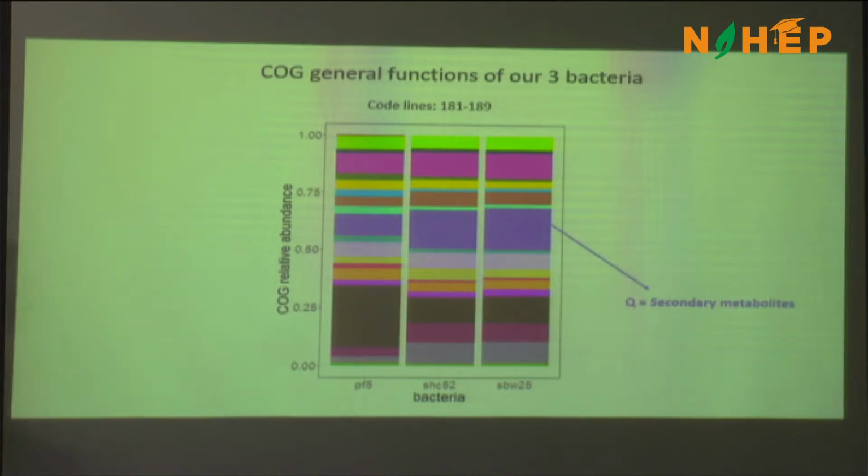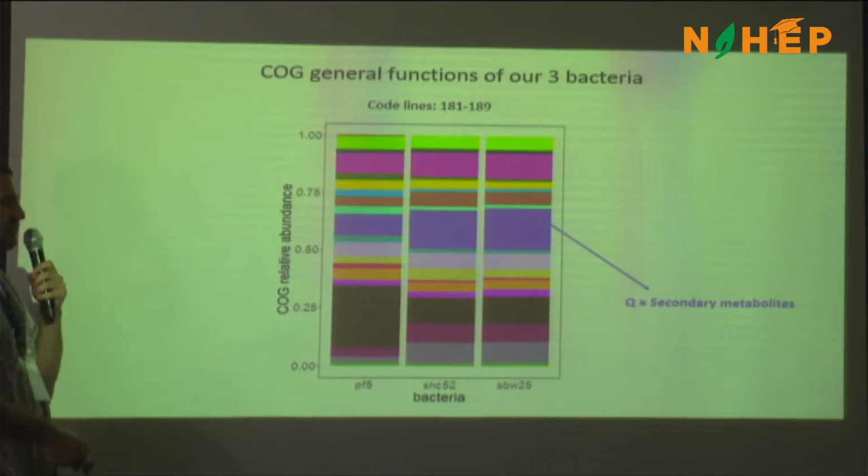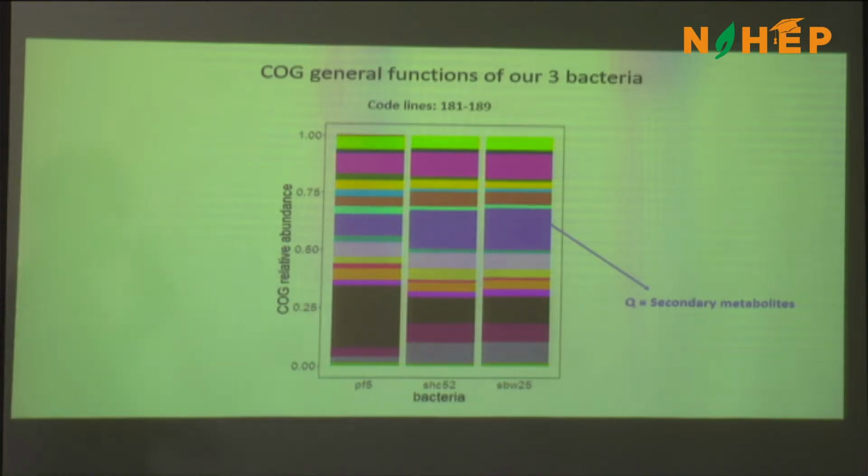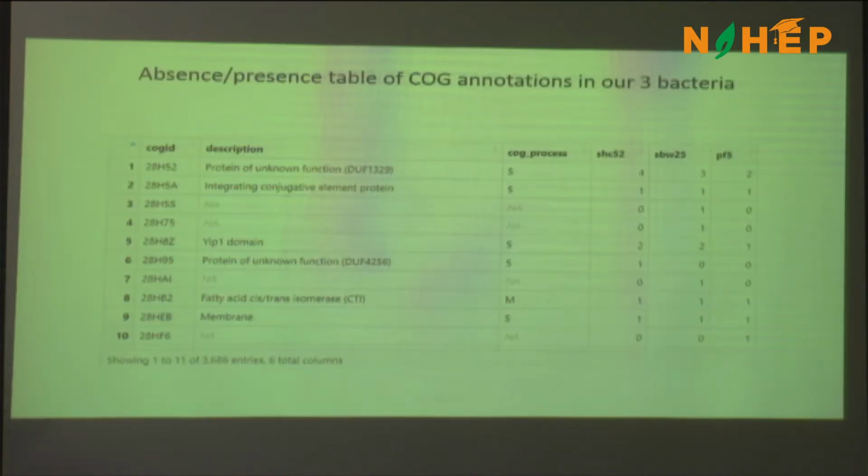If we look in more detail at this change of pattern, we see that this purple section or category, which corresponds to Q, or secondary metabolites, is more abundant in the bacteria with an antagonist phenotype compared to the one without. So you are already thinking, okay, maybe it has something to do with secondary metabolites. But okay, we are going to continue with the comparative genomics analysis.